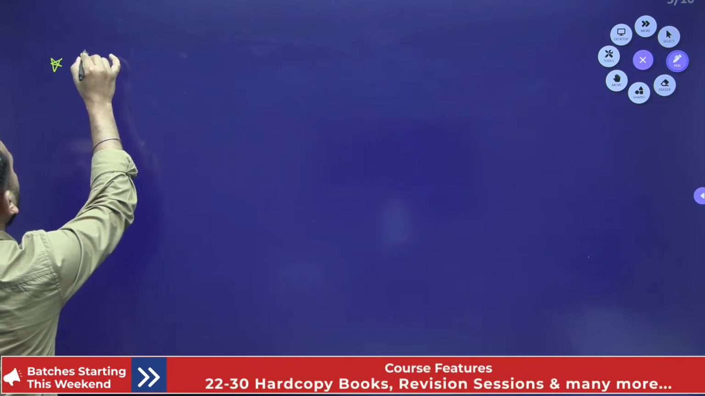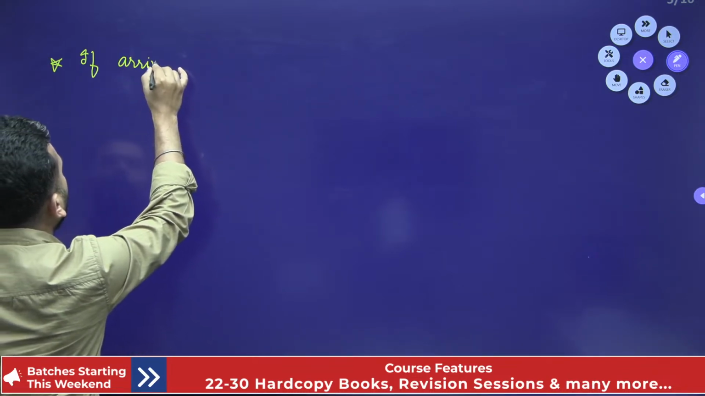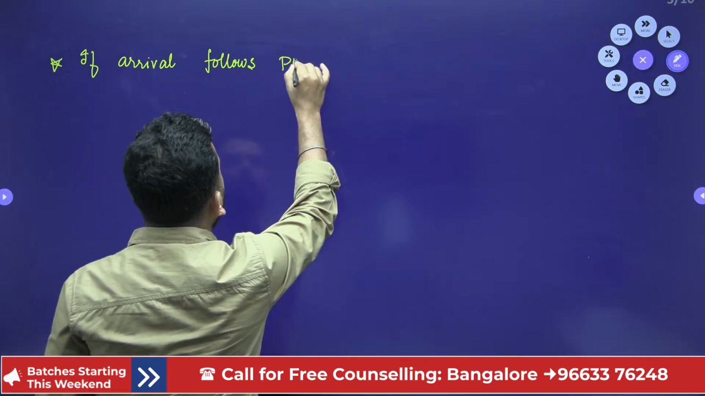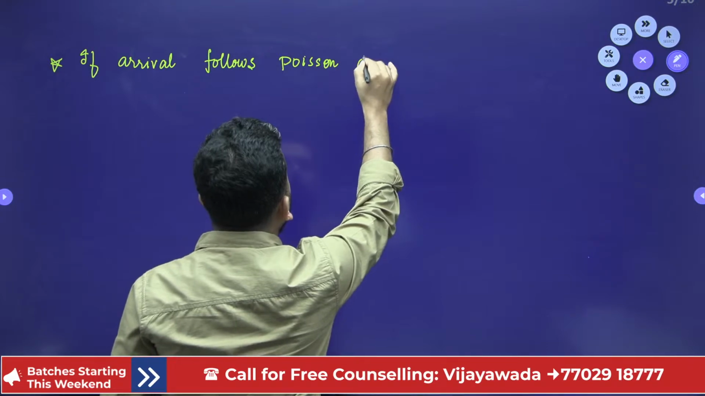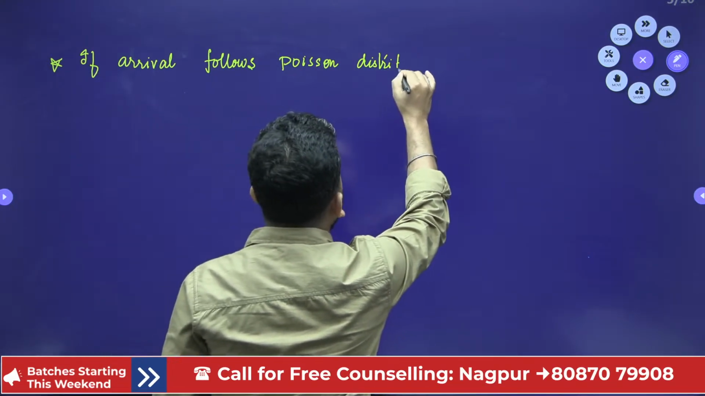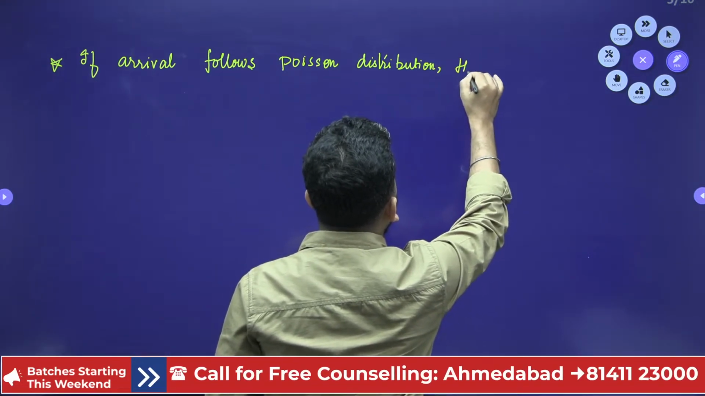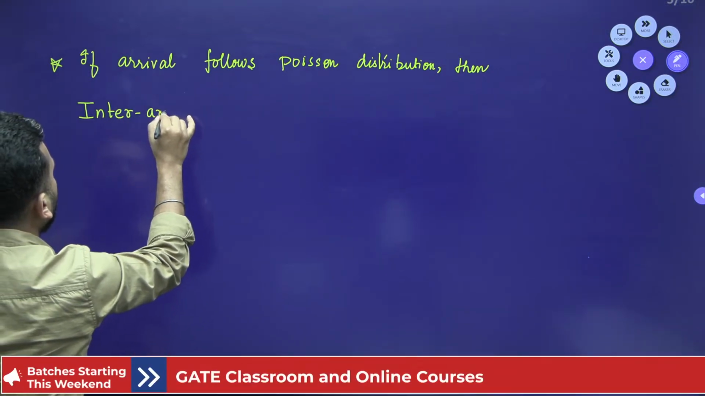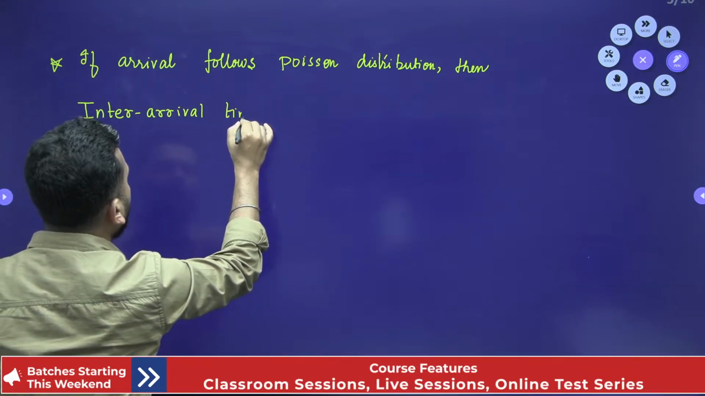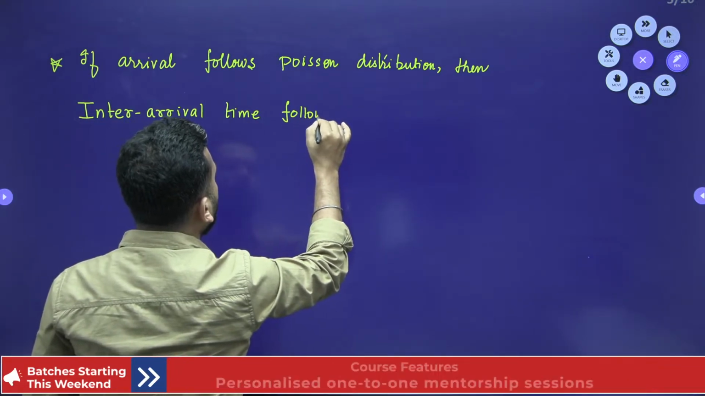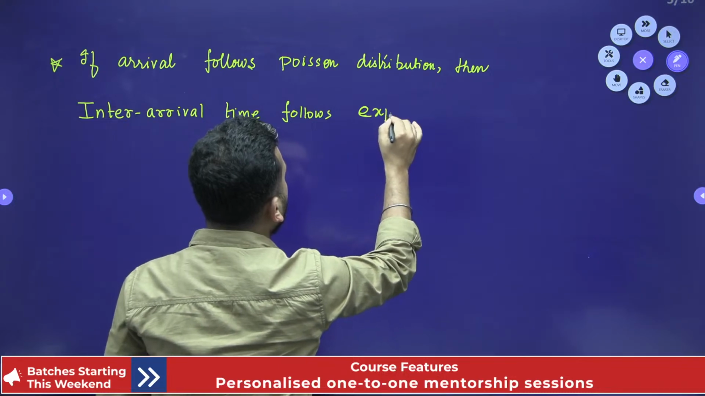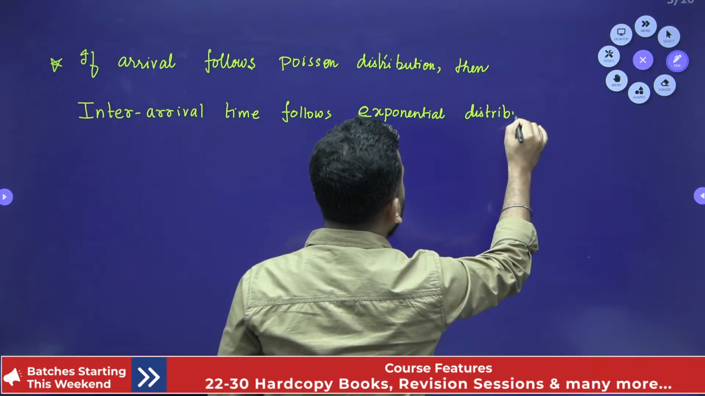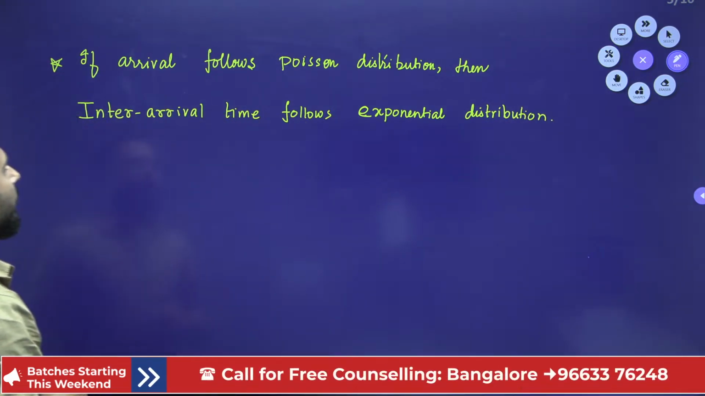The most important statement is, if arrival follows Poisson distribution, then inter-arrival time, please mind this word, inter-arrival time follows exponential distribution. So my dear friends, this is the very important statement.